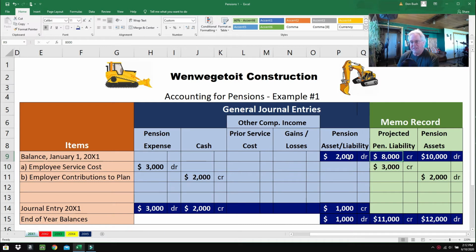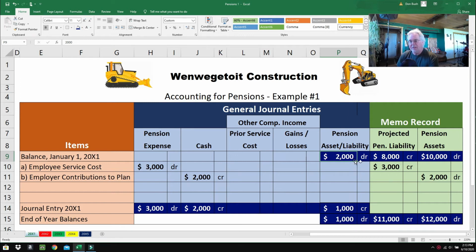Now this number just to the left, pension asset liability, since it's in the blue area, is part of the construction company. Everything that's in this blue area is going to help us record a journal entry, which is right down here. So we've got $2,000 debit. And you might say, oh, hey, I think there's a mistake. Shouldn't that be $2,000 credit? And the answer is no, that should be $2,000 debit. So what is going on?